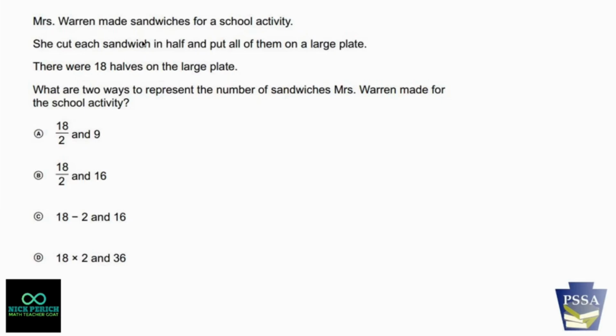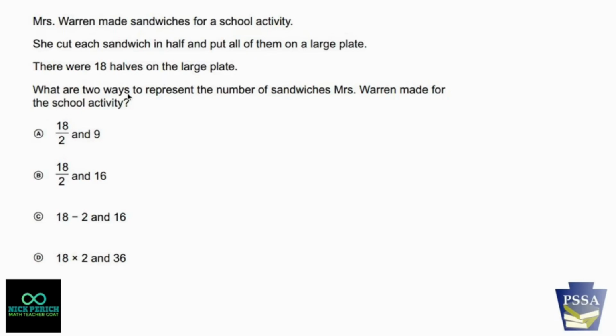Mrs. Warren made sandwiches for a school activity. She cut each sandwich in half and put all of them on a large plate. There were 18 halves on a large plate.